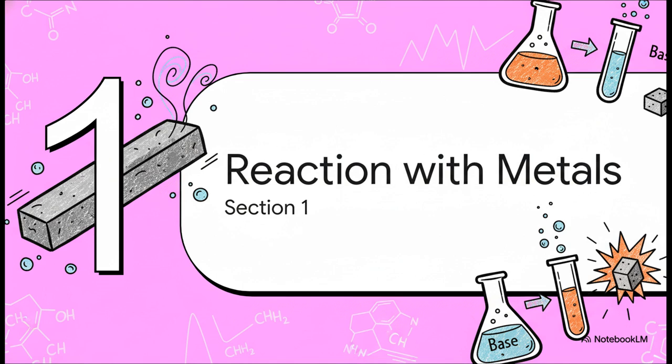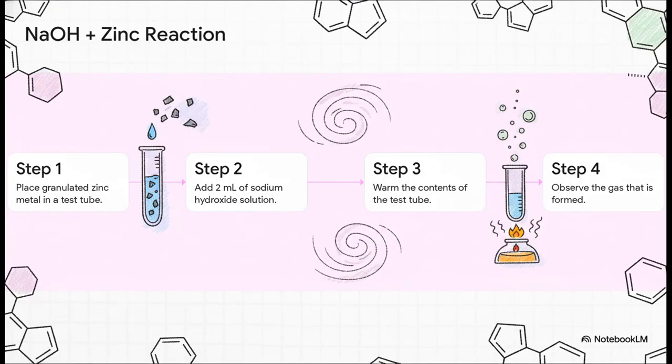Okay, so for our first section, we are going to look at the reaction of bases with metals. This is a very important reaction, and we will understand it with the help of an activity from your textbook. Now, let's go through the steps of this experiment, which is Activity 2.4. First, you will take a few pieces of granulated zinc metal in a test tube. Then, you will add about 2 milliliters of sodium hydroxide solution to it.